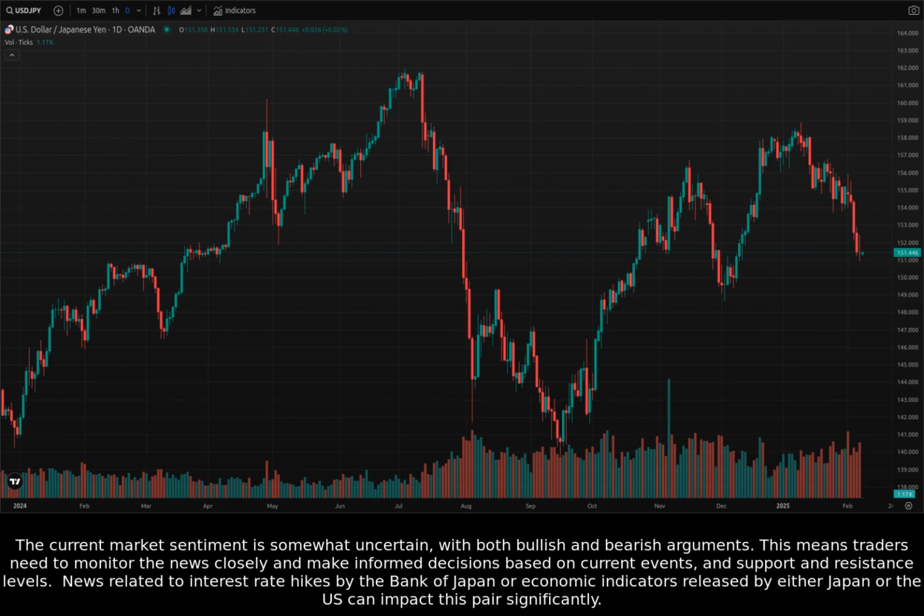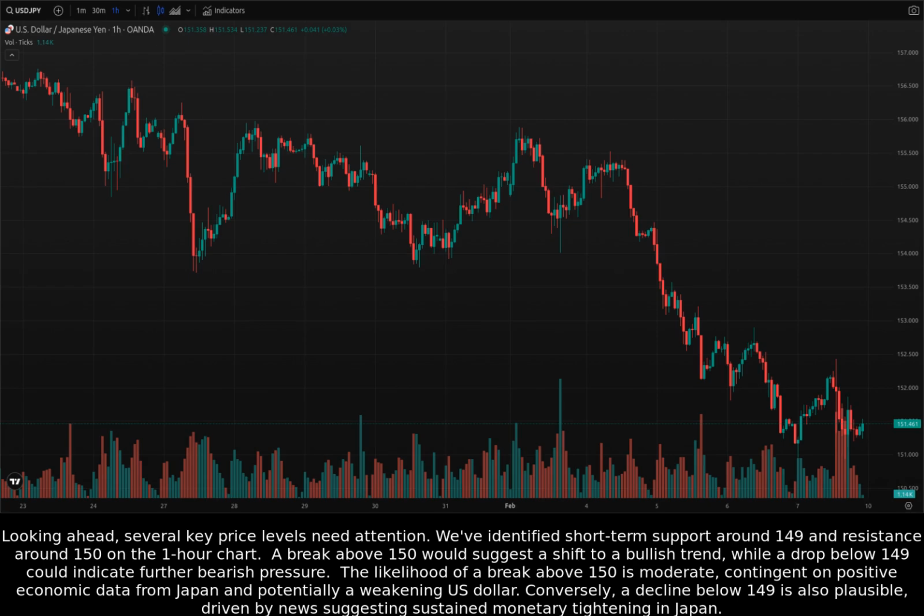This means traders need to monitor the news closely and make informed decisions based on current events and support and resistance levels. News related to interest rate hikes by the Bank of Japan or economic indicators released by either Japan or the US can impact this pair significantly. Looking ahead, several key price levels need attention.